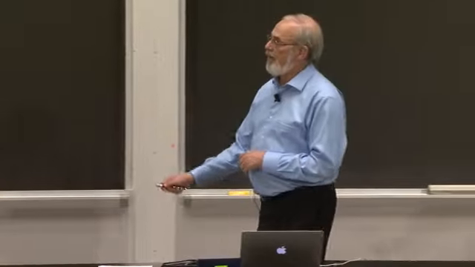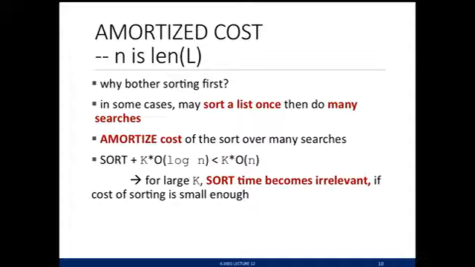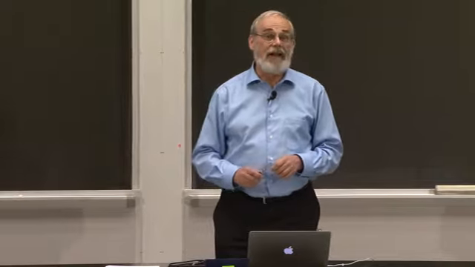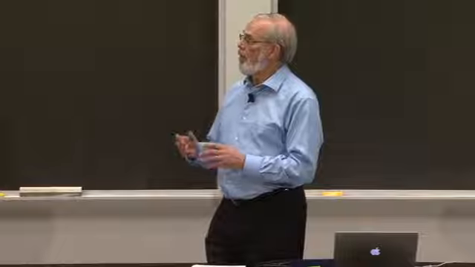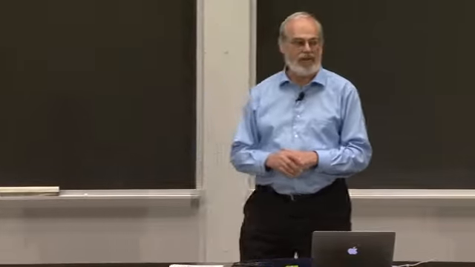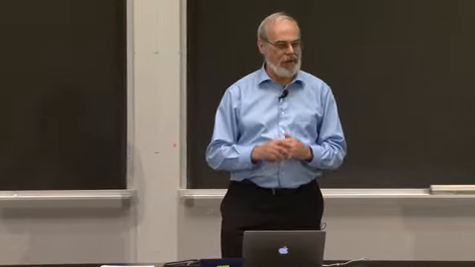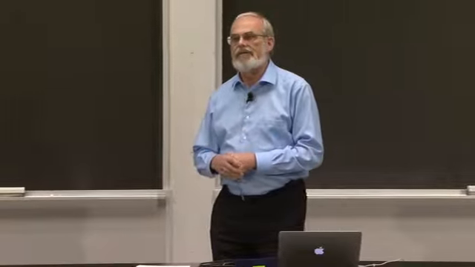Now what I want to know is, if I'm going to do k searches, the cost of those k searches I know is going to be k log n, because it's log n to do the search. And I simply need to know, is the cost of sorting plus this less than k searches just using linear search? And the answer is yes. For large k's, there are ways in which we can do the sort where the sort time becomes irrelevant, and the cost is really dominated by the search.